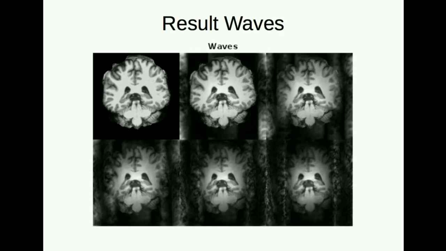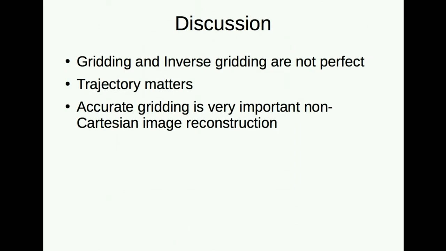The resulting image of the waves trajectory through 5 iterations is shown here. After the first 3 iterations, there is significant darkening around the edges of the image, and there is also aliasing. The gridding and inverse gridding operations do not give perfect results, and the magnitude of the errors greatly depends on which non-Cartesian trajectory is used.